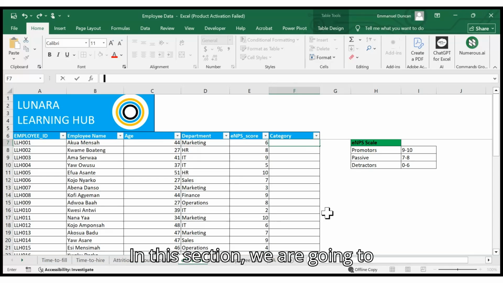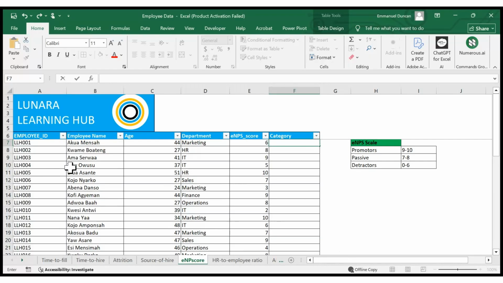In this section, we are going to calculate our employee net promoter score. We have our employee IDs, the names of employees, the age, department, the employee net promoter score, the category in which the employee finds himself. Then we have our standard measurements, which is also known as our benchmark in measuring the net promoter score.